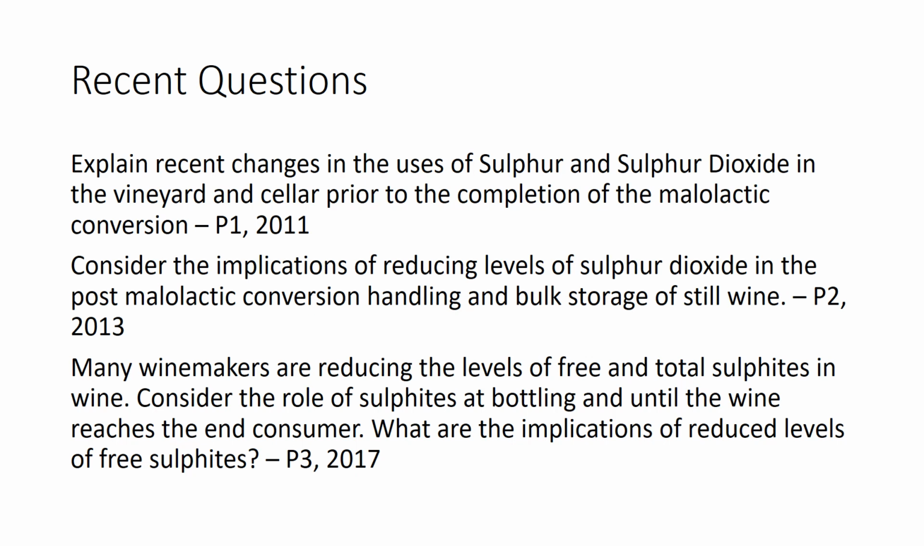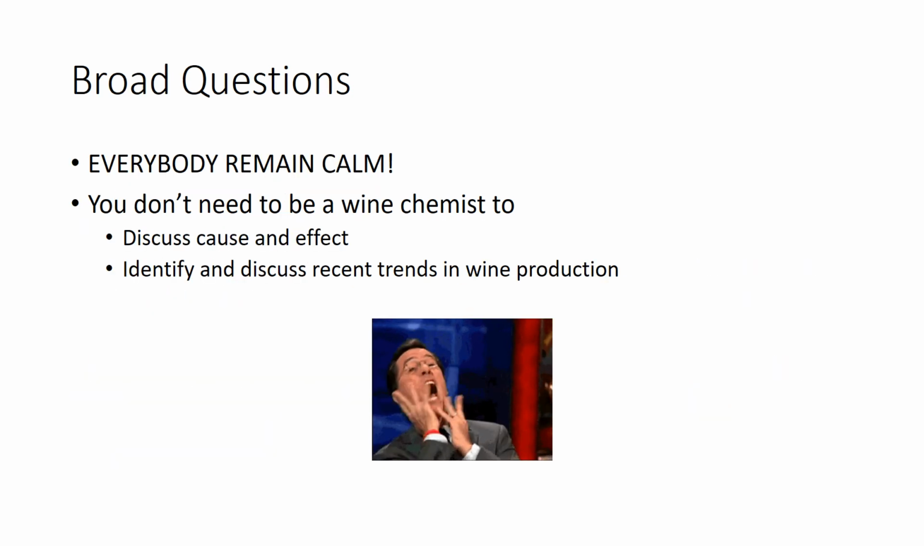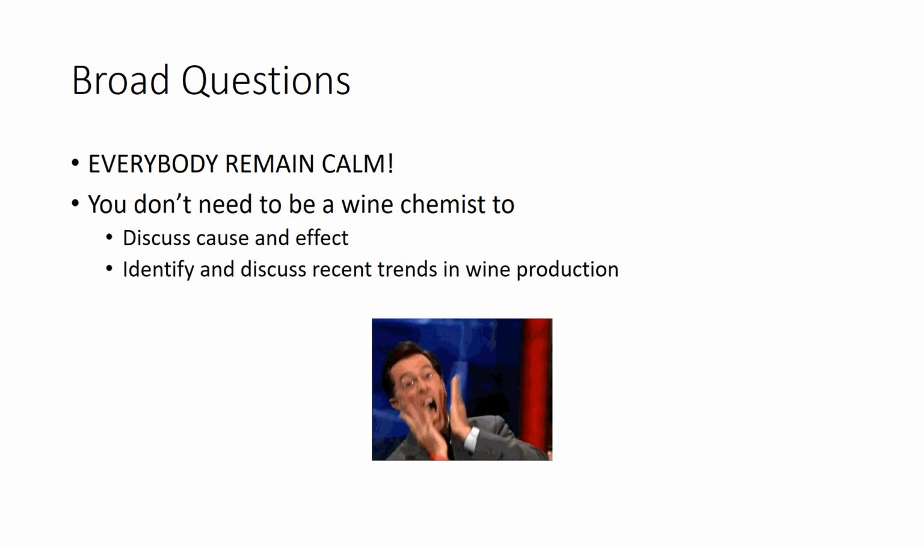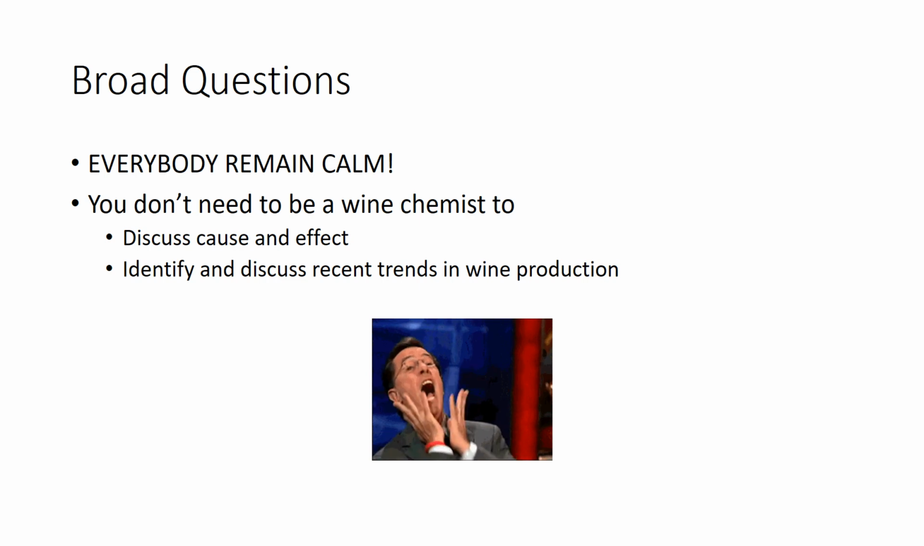Something interesting that I'm noting here is that almost all of these questions deal with sulfur dioxide concentrations and also the impacts of their levels in the wine, specifically in reducing them, which is a trend in modern wine production. So everybody remain calm. You don't need to be a wine chemist to discuss cause and effect or identify and discuss recent trends in wine production. One of the nice things about sulfur dioxide is that it's actually a very simple molecule. So I think that discussing cause and effect is going to be a little easier than you think.